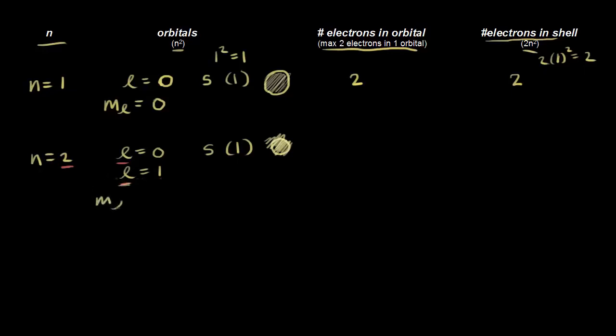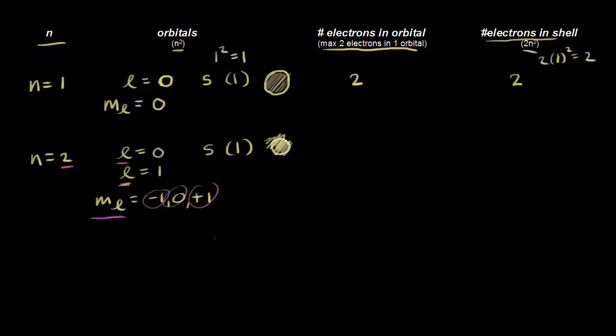So remember, the magnetic quantum number goes from negative L to positive L. So negative L would be negative 1, right? And then we include 0, and then we go to positive 1. So there are 3 possible values for the magnetic quantum number: 1, 2, 3. The magnetic quantum number told us the orientation, so there are 3 different orientations.